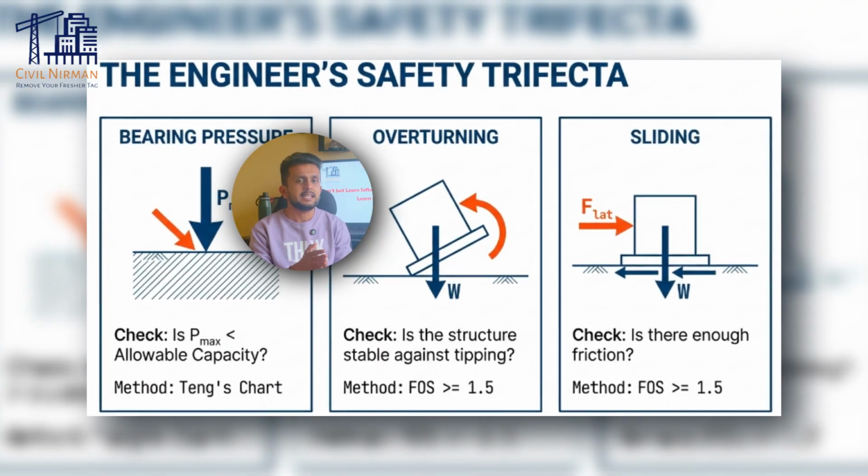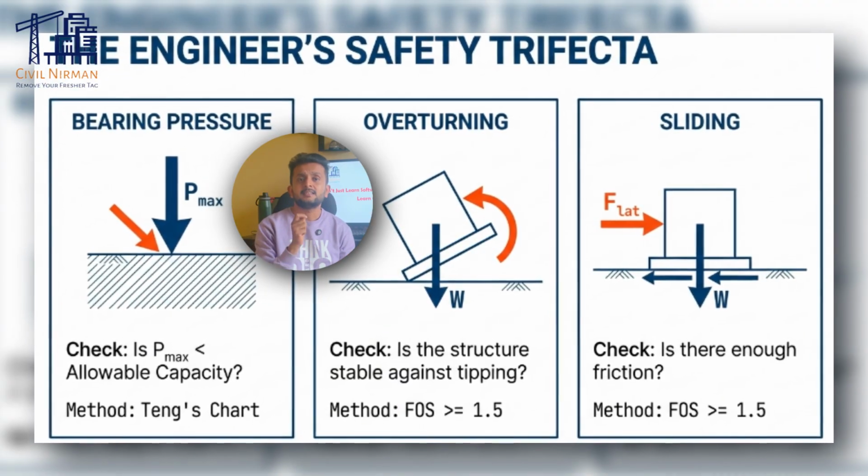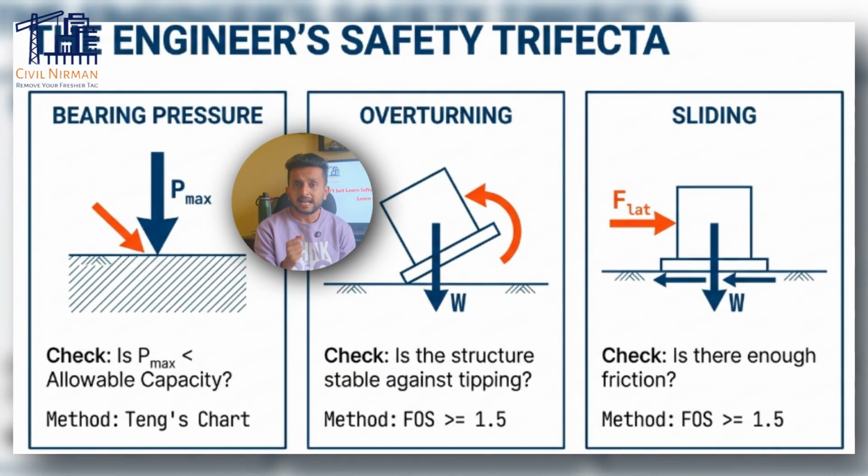First, overturning, that is, it could tip over like a domino. And second, sliding. It could slide sideways across the ground. So today, we will perform these critical stability checks using the data from our sample project.